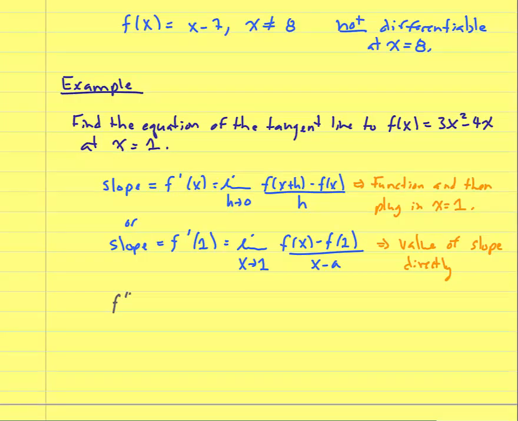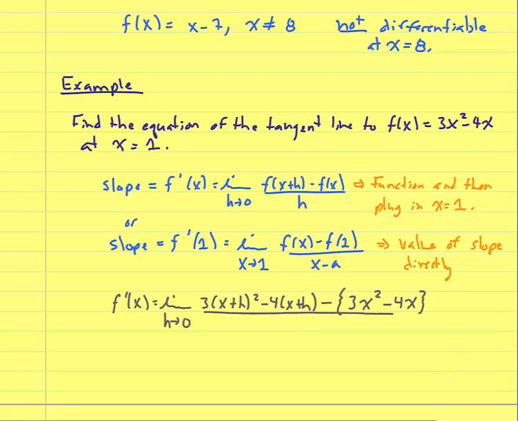F prime of x is equal to the limit as h approaches 0 of f of x plus h. So that would be 3 times x plus h quantity squared minus 4 times x plus h. And what I'm doing is I'm plugging directly back in up here. That's my f of x plus h minus f of x. Now make sure you have some parentheses or curly braces here. So I have 3x squared minus 4x, because I need to make sure that that negative distributes. Now if that negative sign doesn't distribute, everything won't cancel like I need to have happen, and I won't be able to find my limit.